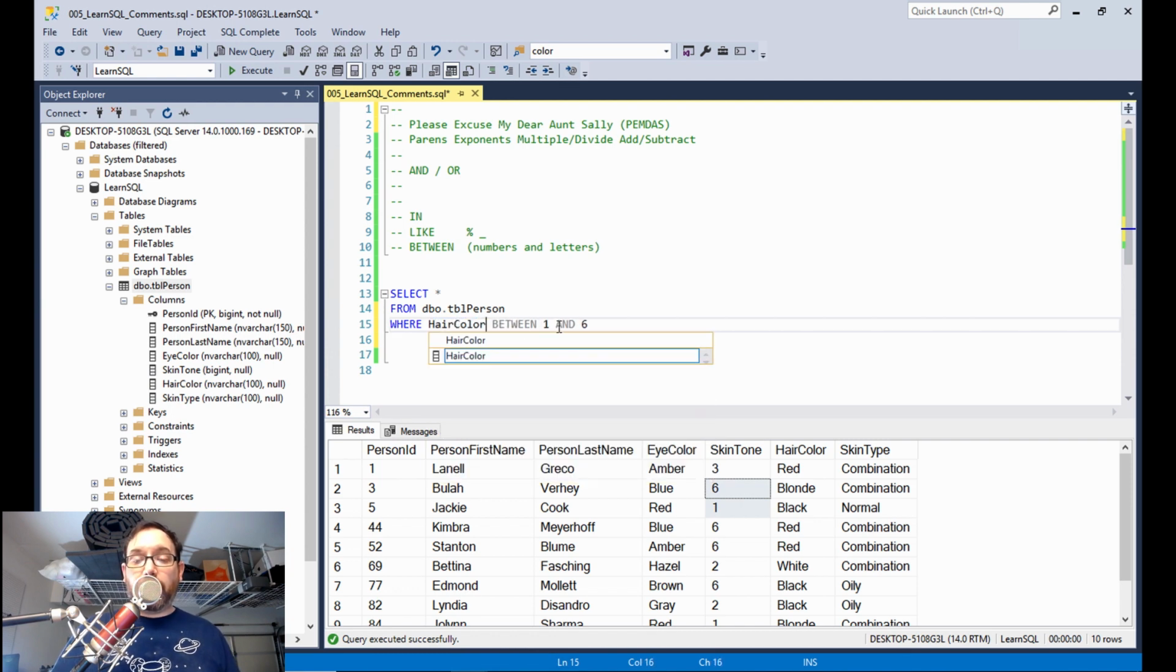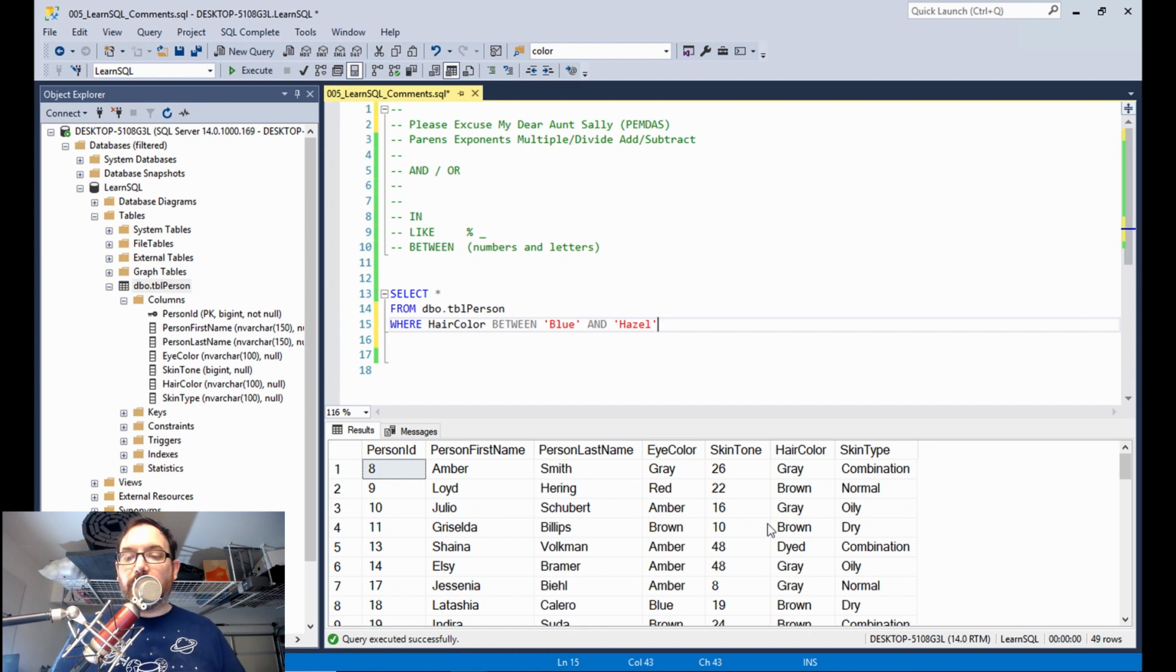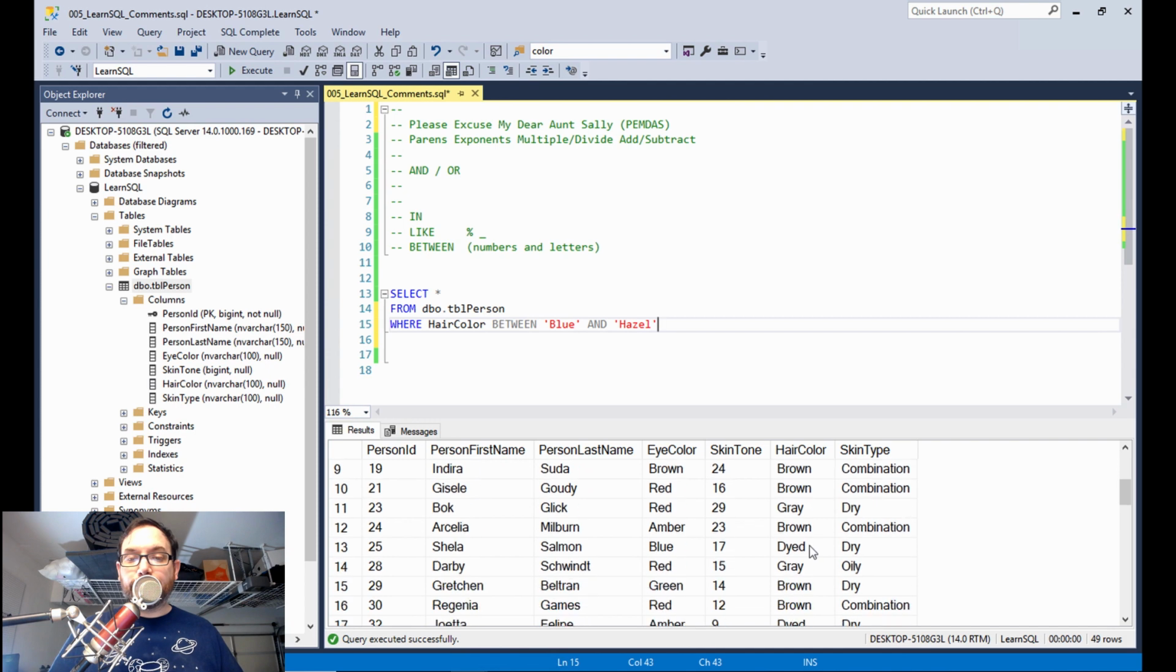Which also, like we were thinking about in the dictionary, between, let's say, blue and hazel, we get gray and brown and dyed. So BETWEEN is another shorter way. Instead of writing hair color greater than or equal to blue and hair color less than or equal to hazel, we can just say BETWEEN these two values.